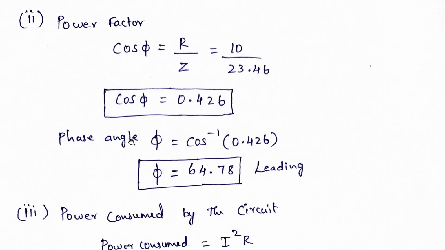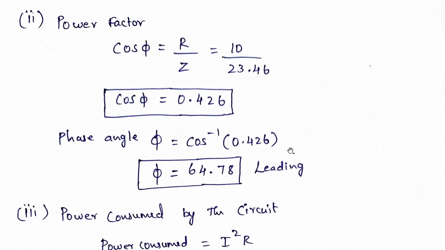Now we need to find out the phase angle from this. So what is phase angle? Phi is equal to cos inverse of 0.426. You can also go for tan inverse, from the impedance triangle. So any one formula you can go for. So cos phi you already know. So phi is equal to cos inverse of that power factor 0.426. So we are getting the angle as 64.78 degrees.